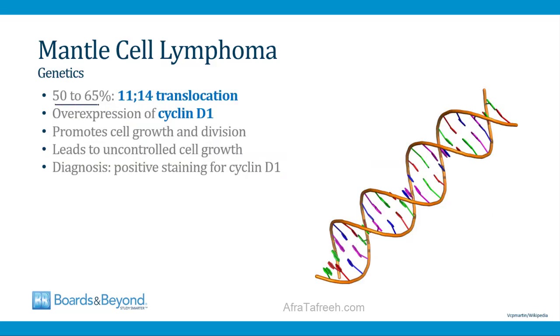In about 50 to 65% of cases of mantle cell lymphoma, the malignant cells have a translocation of genetic material between chromosomes 11 and 14. This leads to overexpression of the gene for cyclin D1. Cyclin D1 is a gene product that promotes cell growth and division, so when it's overexpressed, this leads to uncontrolled cell growth, and that's what leads to mantle cell lymphoma. And so in terms of diagnosis, positive staining of the malignant cells for cyclin D1 is one of the features that's used to identify cases of mantle cell lymphoma.